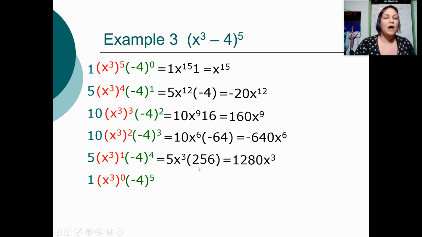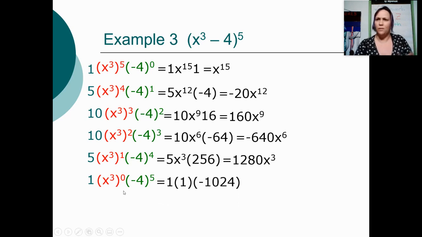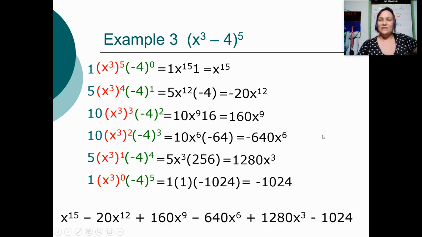Last one. 3 times 0 is 0. I mean, anything to the power of 0 is 1. So that x is just going to go away. And that'll always happen whenever you have that to the power of 0. And then -4 to the fifth is -1,024. And we're just multiplying that by a bunch of ones. So it's going to stay -1,024. And then we make a long adding and subtracting problem.